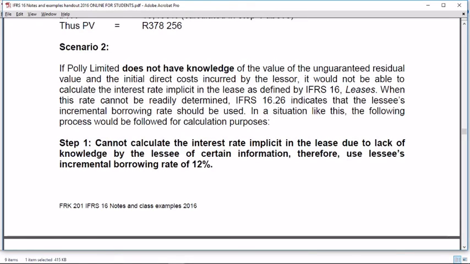Under scenario 2, we now need to look at the work process to follow if your lessee, Poly Limited, does not have knowledge of all the information provided above. And what would it normally be? It would be the unguaranteed residual value and maybe the initial direct costs incurred by the lessor. If the lessee does not have knowledge of this, he will not be able to calculate the interest rate implicit in the lease. Then the standard says, step 1, you cannot calculate the interest rate implicit in the lease. What do you do? You use the lessee's incremental borrowing rate of 12%.